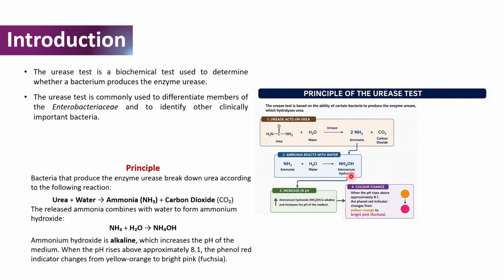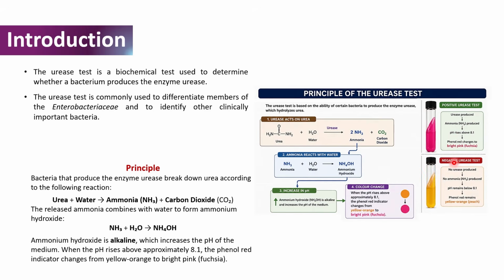As this happens, the phenol red, which is the pH indicator in the medium, changes color from yellow-orange to a bright pink color, as shown here. So a positive test result is shown as this, where the medium changes color from yellow-orange to a bright pink color. Whilst in a negative Urease test result, the medium remains the same. That is, the color of the medium is still yellow-orange.